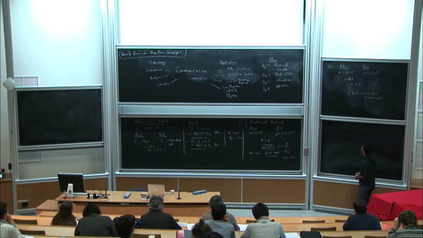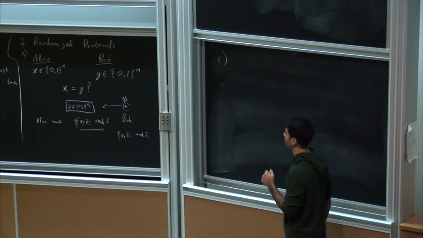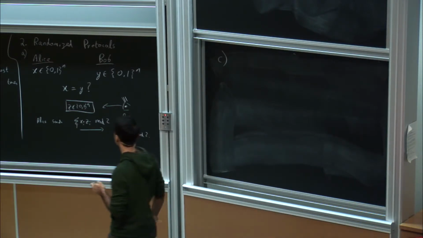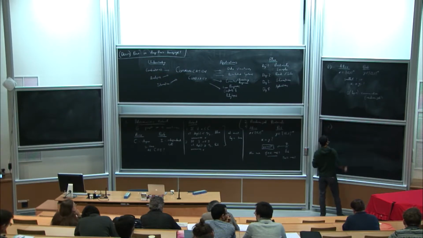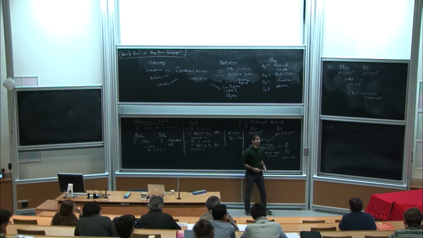All right, so next I want to tell you about another problem that admits a randomized solution. That's actually a really clever protocol due to Hastad and Wigderson. And this is for computing whether two sets are disjoint or not.